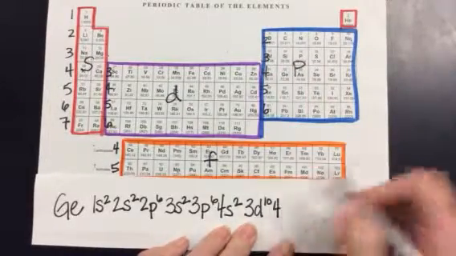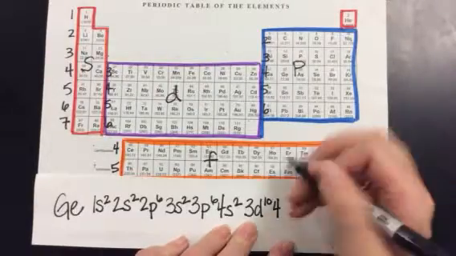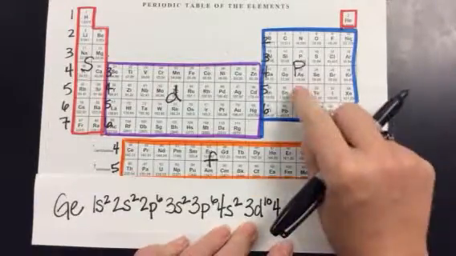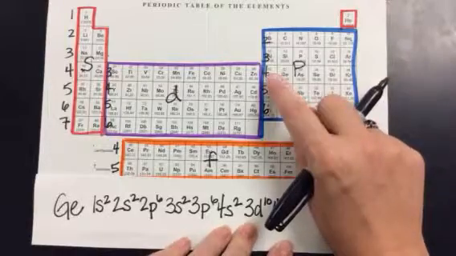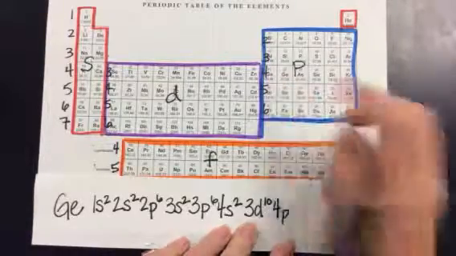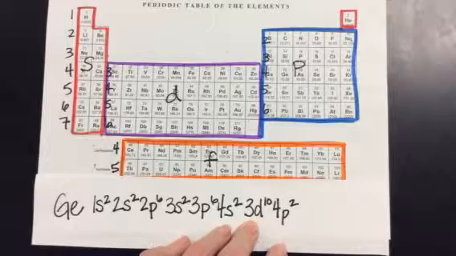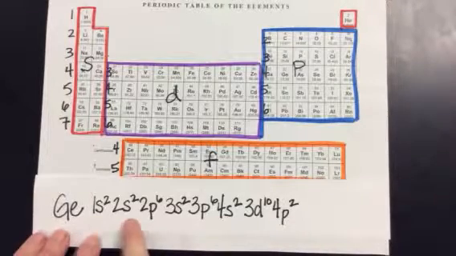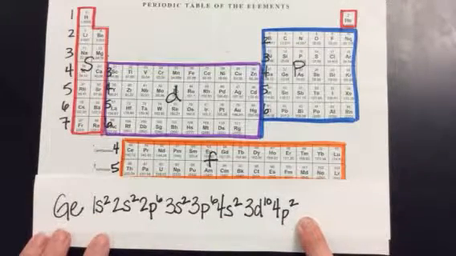After 3d10, I'm right here and I see a new number for my energy level, and that's 4. So I write the number 4. I'm back in the P block, and I count over until I get to germanium. So I count gallium, germanium, 1, 2. So we have 4p2. Your full electron configuration for germanium looks like this.